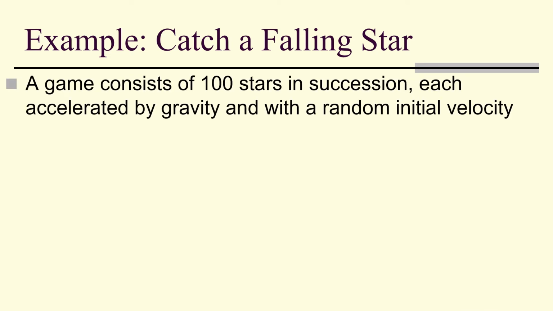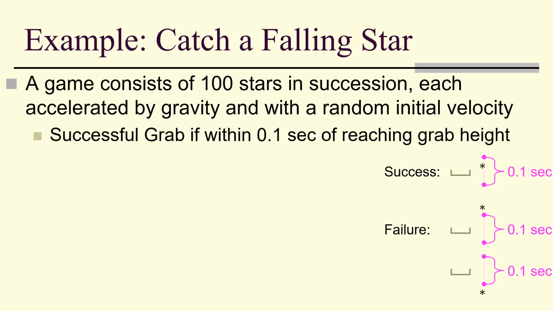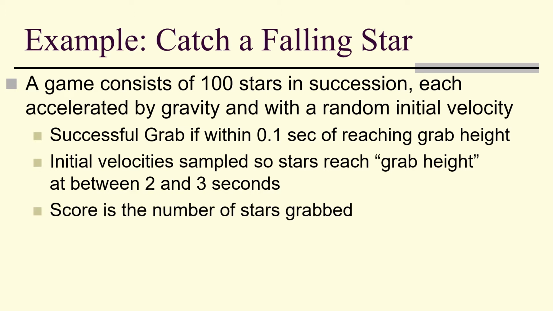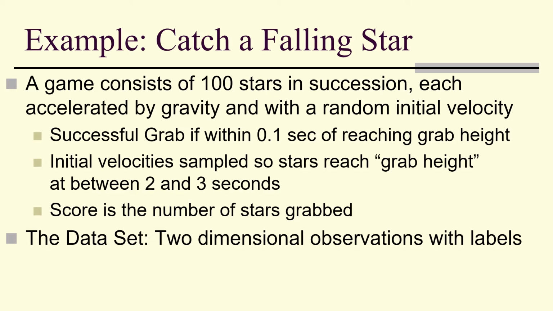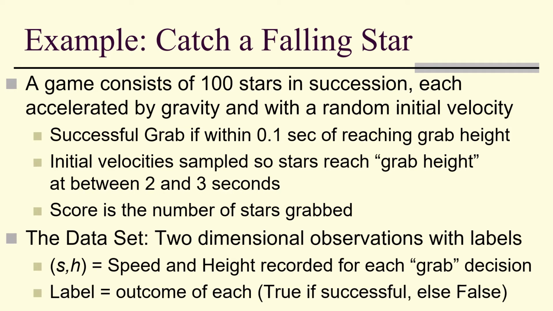So a game is 100 stars in succession, each accelerated by gravity with a random initial velocity. Success is based on the time at which you grab. So here's success, here's failure. Initial velocities are sampled so stars reach that height at between 2 and 3 seconds. The score is the number of stars grabbed. The data set, therefore, is 2-dimensional observations with labels: speed and height recorded for each grab decision, the label being the outcome of that grab, true if successful, false otherwise.